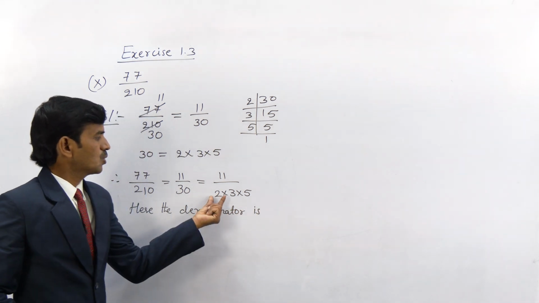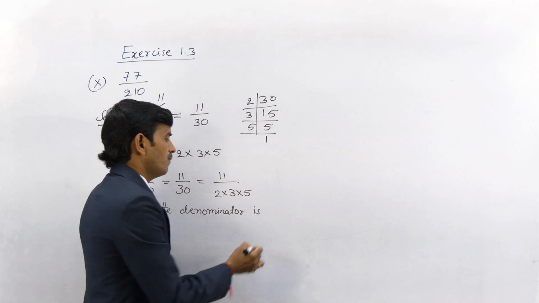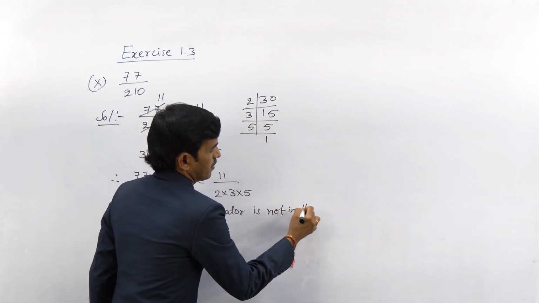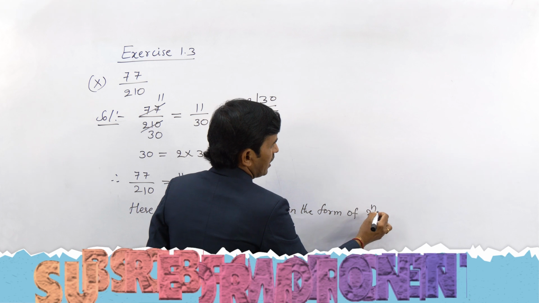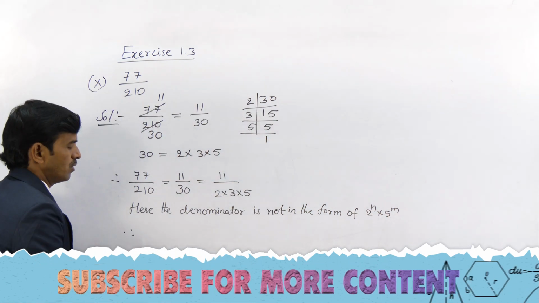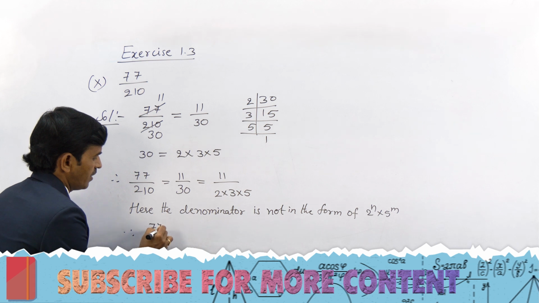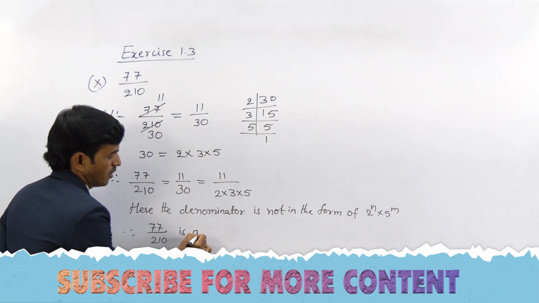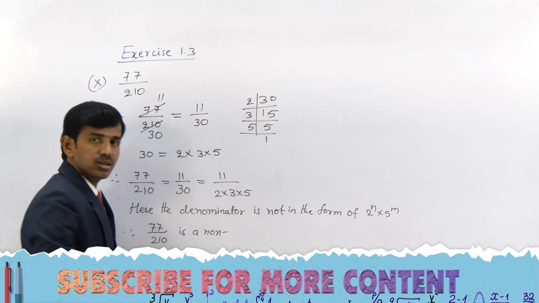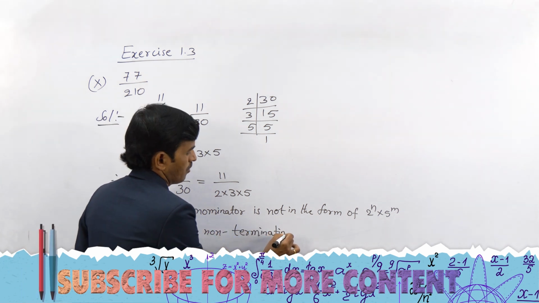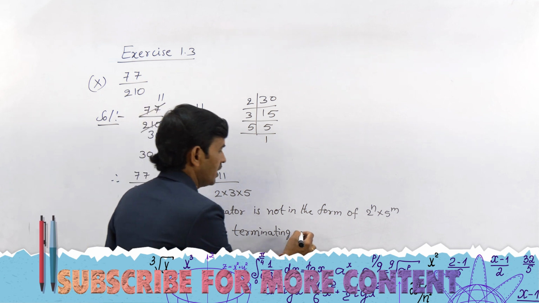Here the denominator is 2, 3, 5, which is not in the form of 2 power n into 5 power m. Therefore 77 by 210 is a non-terminating but repeating decimal.